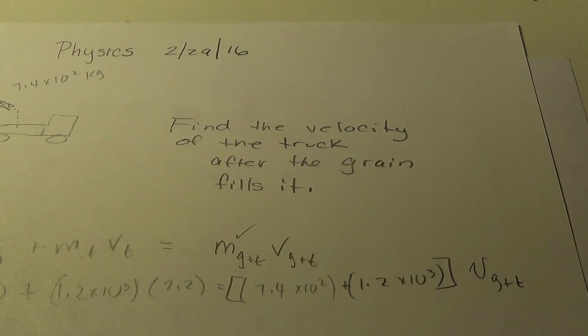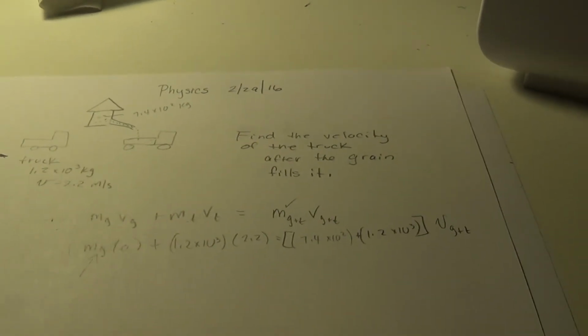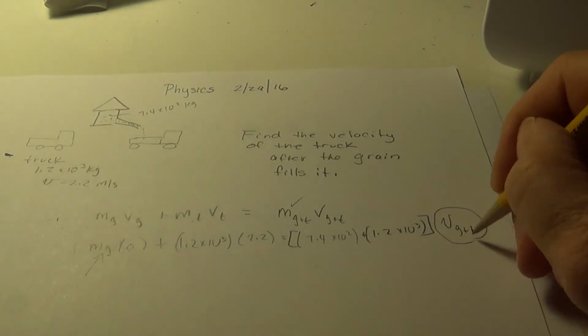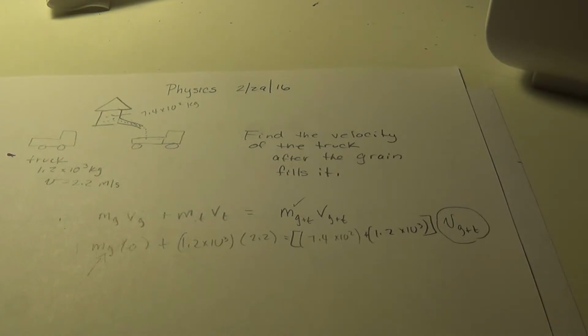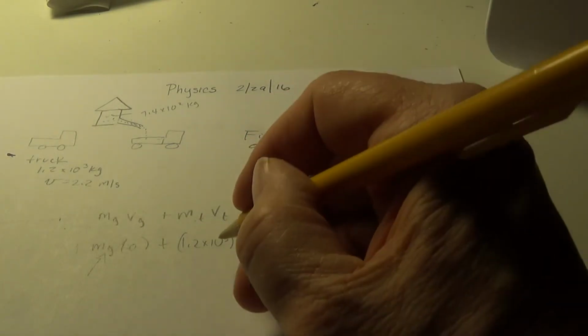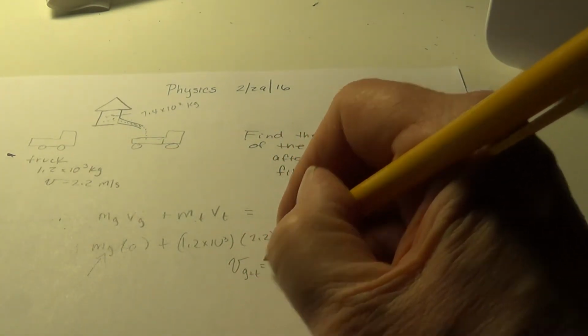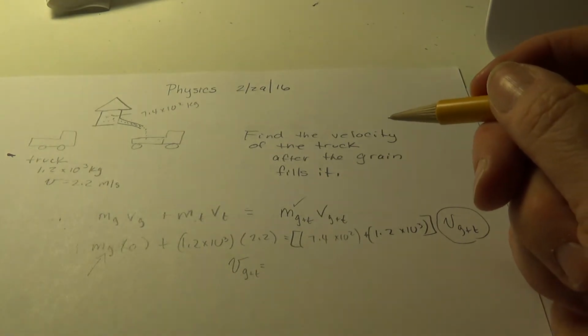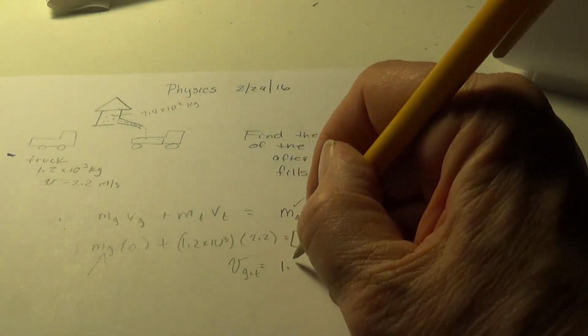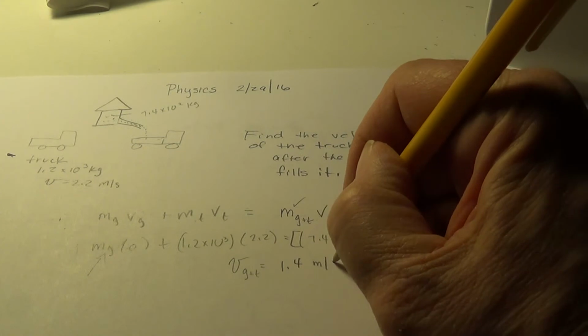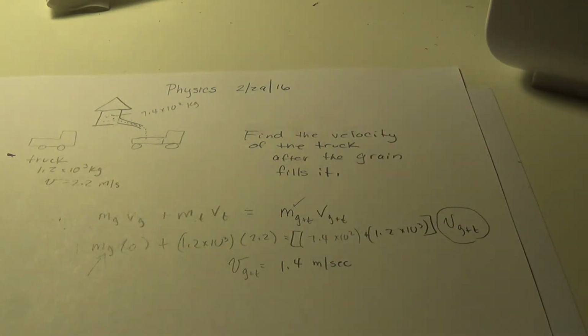Alright, so therefore I want to know what this is. So you may tap away on your calculators to find this answer. The velocity of the grain plus the truck. So after it enters, we find that it went way down to 1.4 meters per second. Alright, that is assuming there are no outside forces affecting this system.